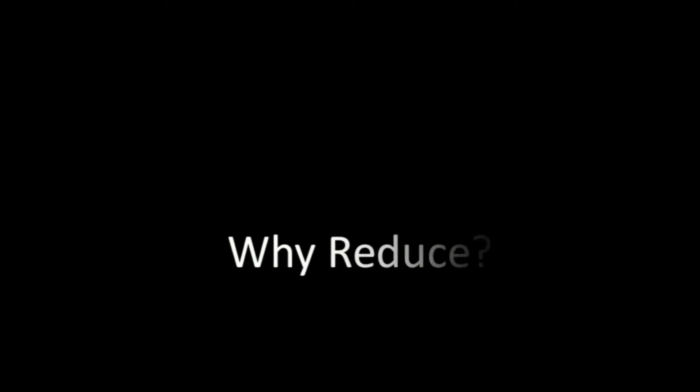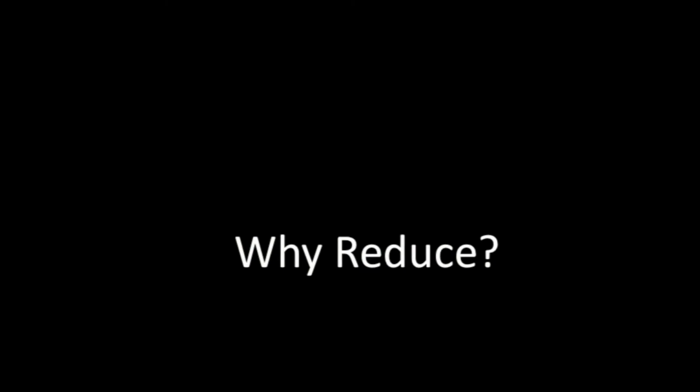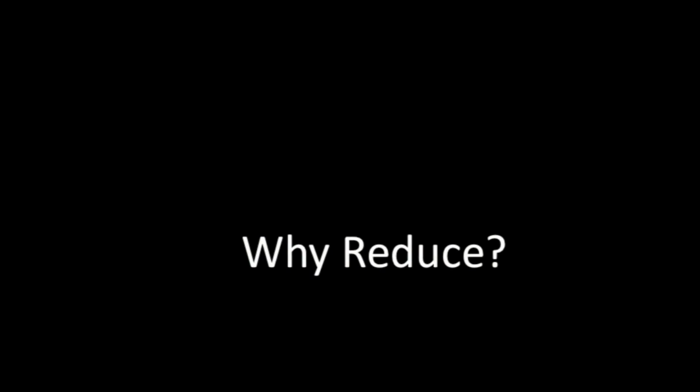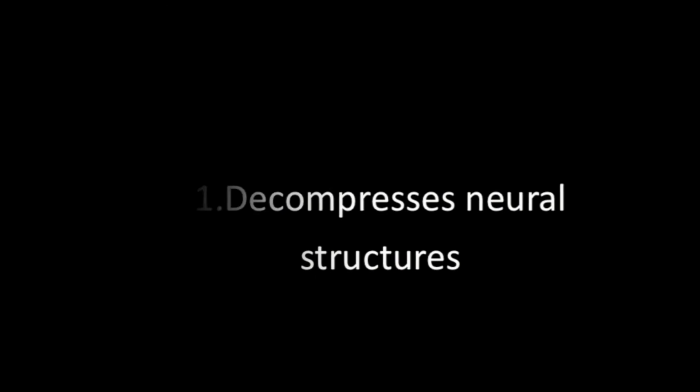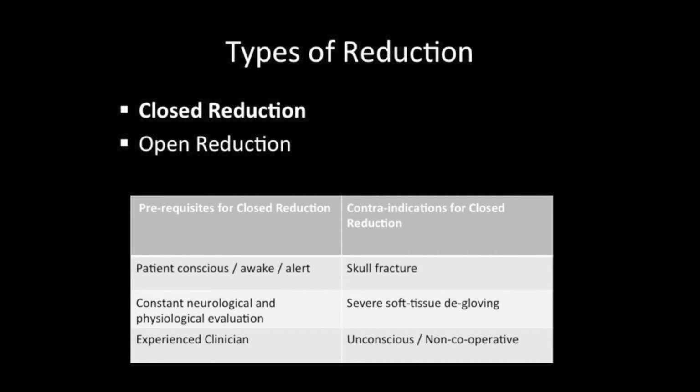Flexion distraction injuries are classified as unstable injuries, and therefore a patient that arrives with a complete, severe neurological deficit and deteriorating neurology needs urgent closed reduction. The benefits of reduction are listed on the screen. There are 2 types of reduction, open and closed.